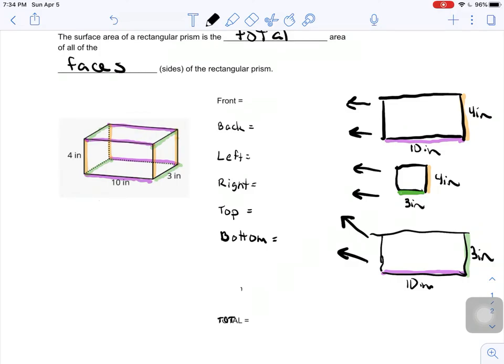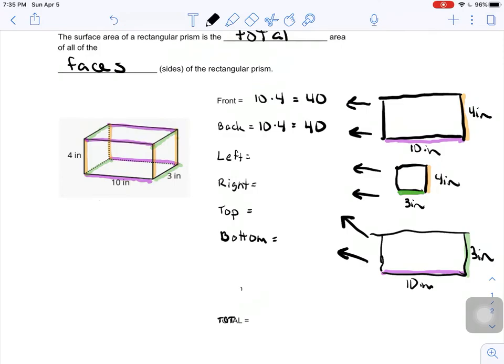So remember, to find the area of a rectangle, area is length times width. So the front of the box is 10 by 4. So we're going to do 10 times 4, which is 40. Now I'm not putting units on here yet because we're calculating, but when we're done, we're going to put the correct units on our answer. The back of the box is the exact same size, 10 by 4, so that's also going to have an area of 40. So the front has an area of 40, the back has an area of 40.